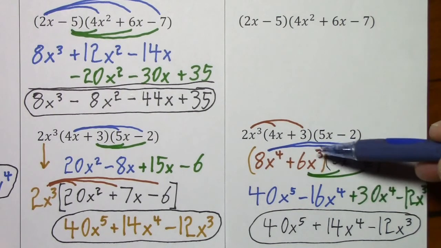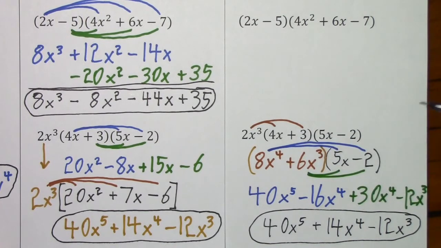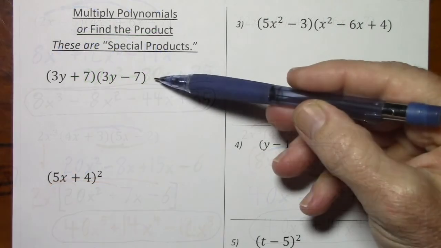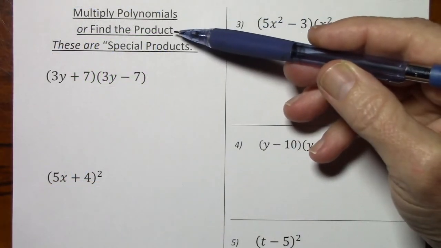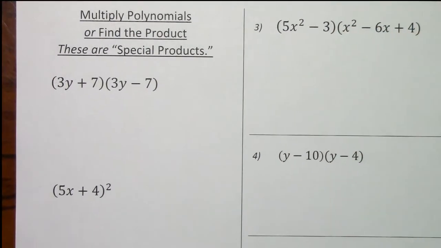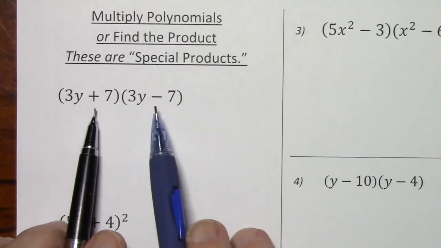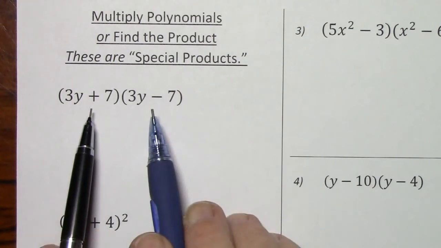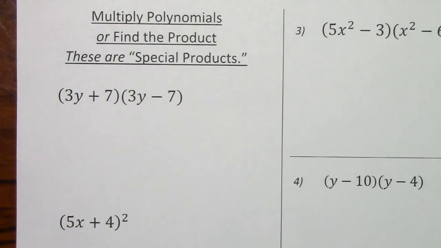Again, I think it's a little more complicated when these values get larger and the exponent values get larger. I prefer this method. I think it's easier to keep up with and understand what you're doing. Now, for each of these cases, they may say multiply polynomials or find the product. They could also refer to them as special products. With this first example, notice the 3y's and the 7's are the same. It's just the signs here are different. So it helps to observe what happens when we multiply these two binomials.